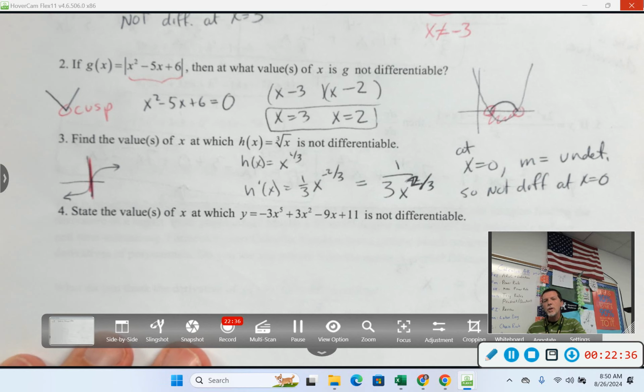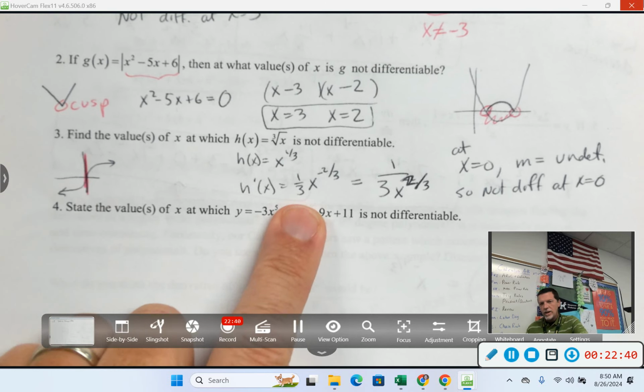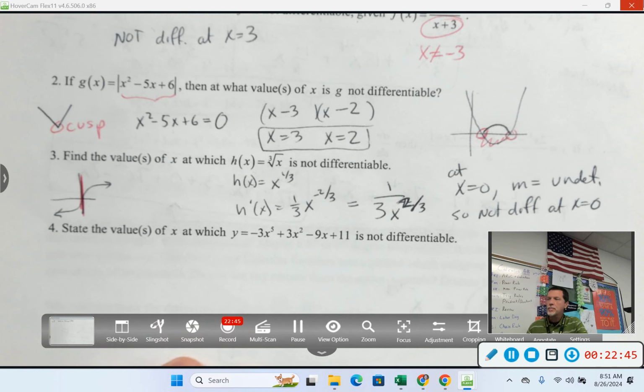So that one's kind of weird, because you may not know that unless you really know the graph well, or you actually take a derivative. The others you can tell before you take a derivative.